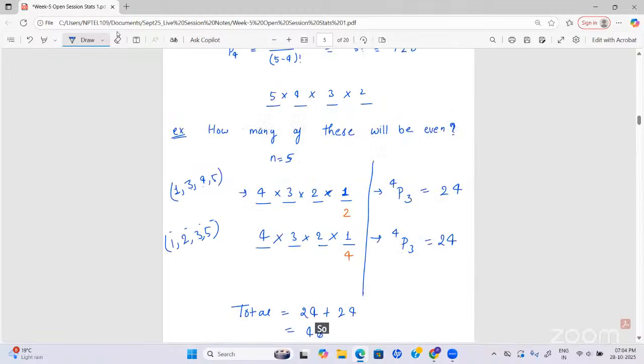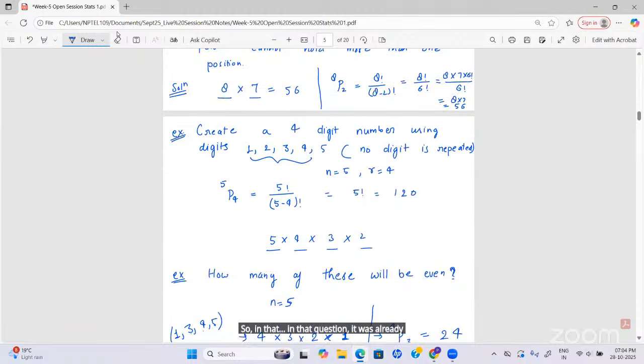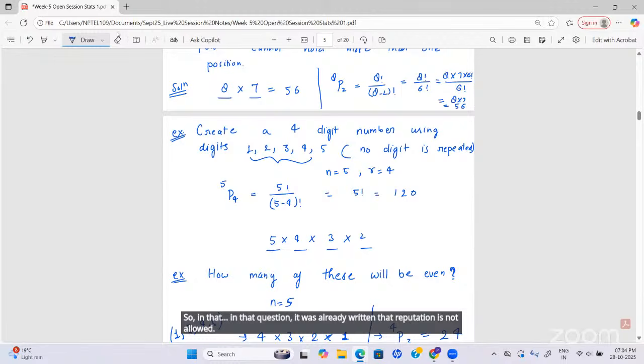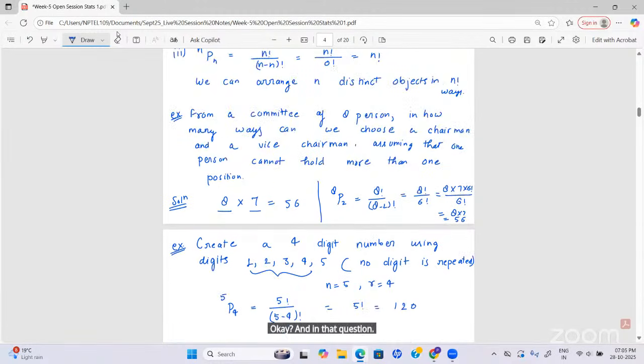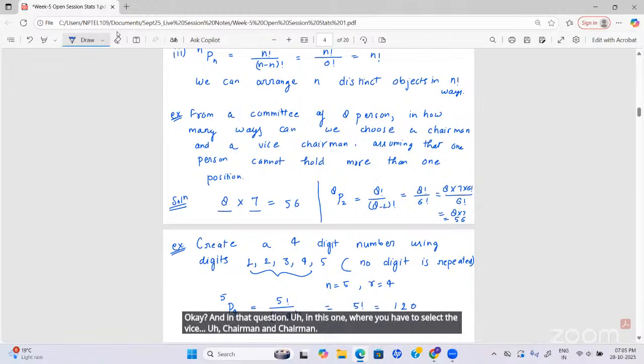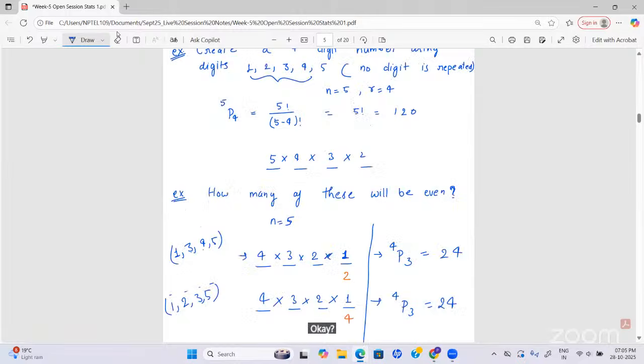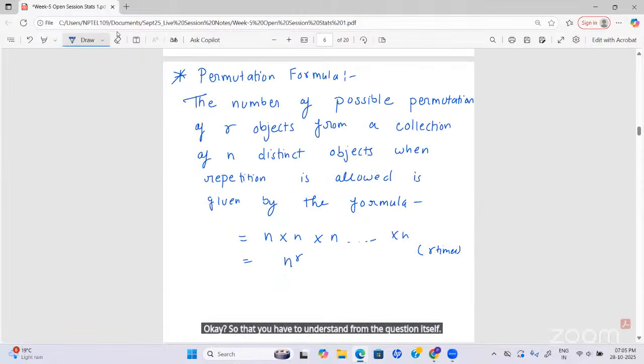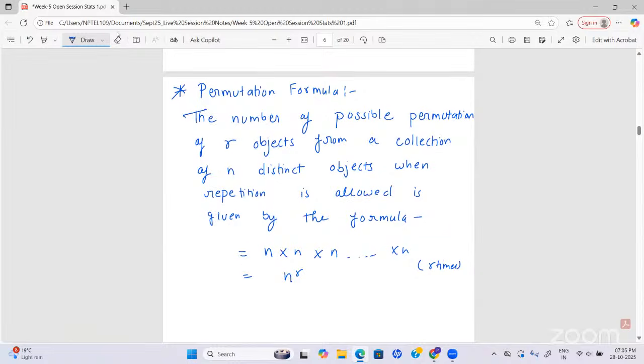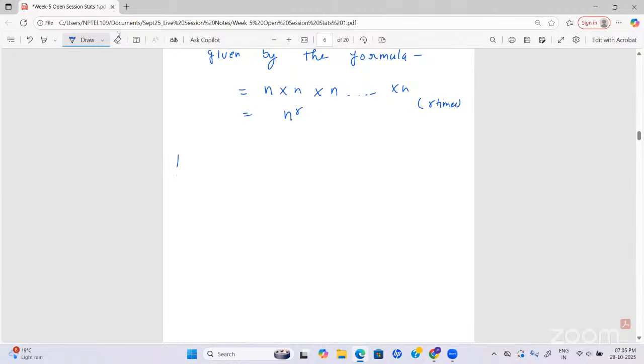In that question, it was already written that repetition is not allowed. And in this one, where you have to select the vice chairman and chairman, it is understood that repetition is not allowed. You have to understand that from the question itself, and then accordingly decide which formula to use. Try solving the questions of the activity practice assignment, then you will be able to understand.